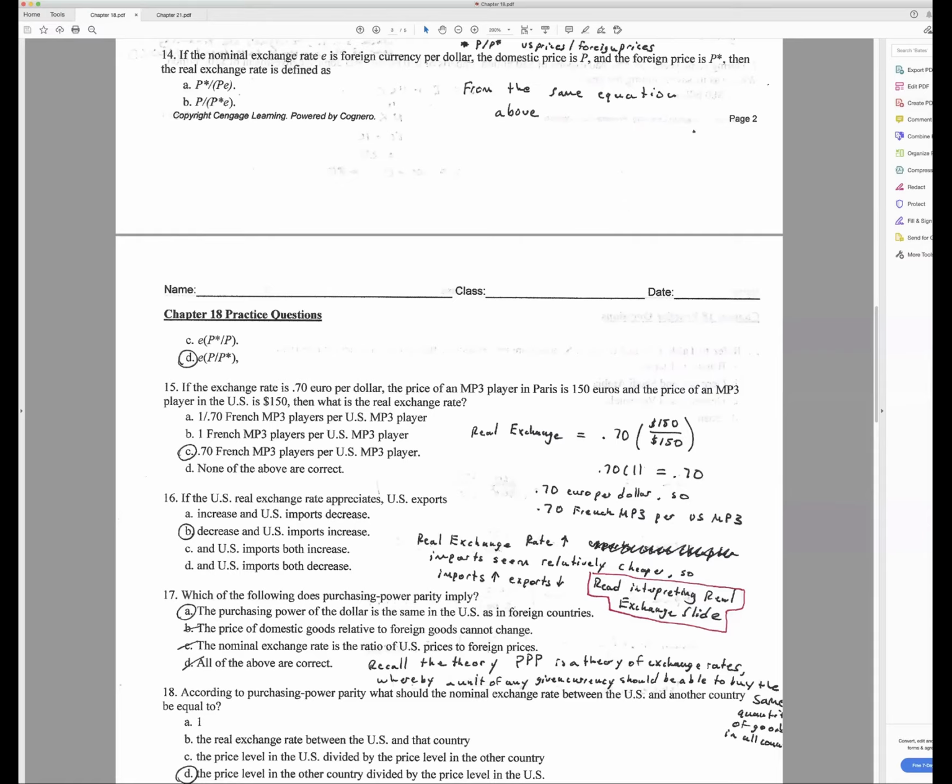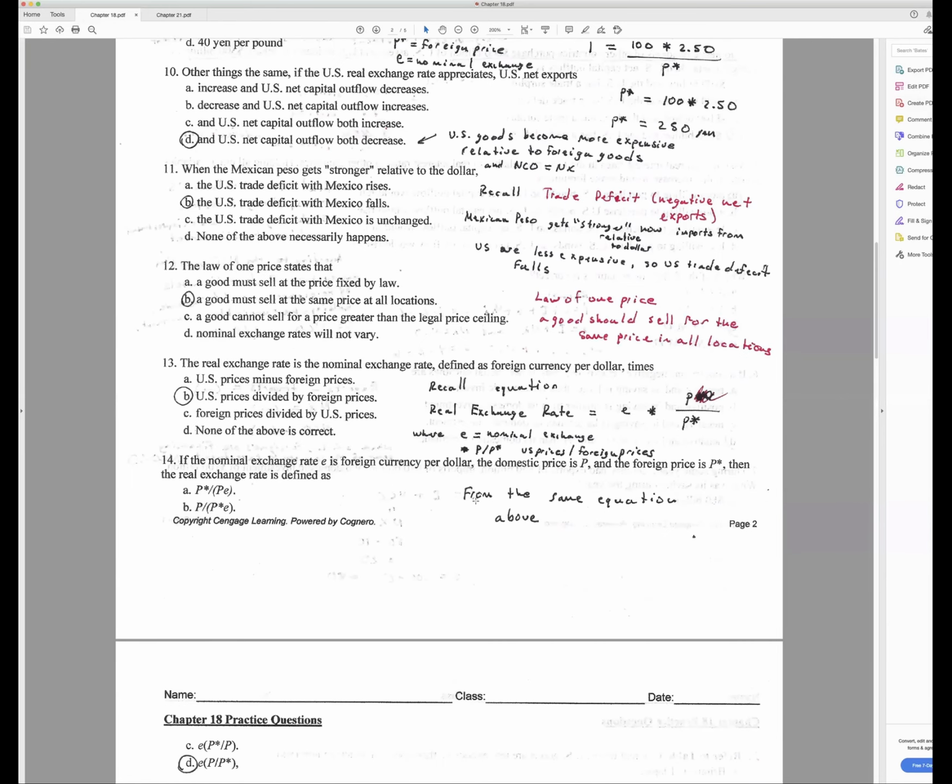All right, so I'll take it from here and I'll do a few of chapter 18 as well. I think what Alex just said there is actually a big concept. This feeds into the number 11 question, which is talking about what happens to the trade deficit when a currency gets stronger.